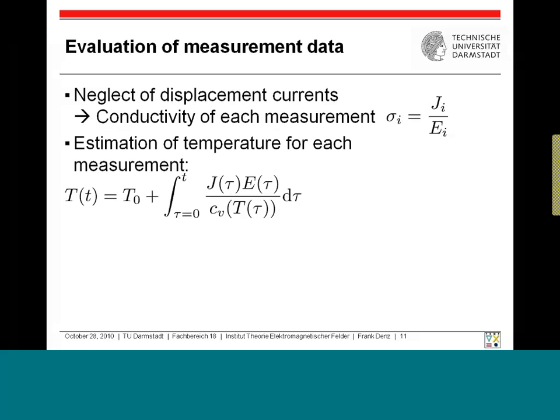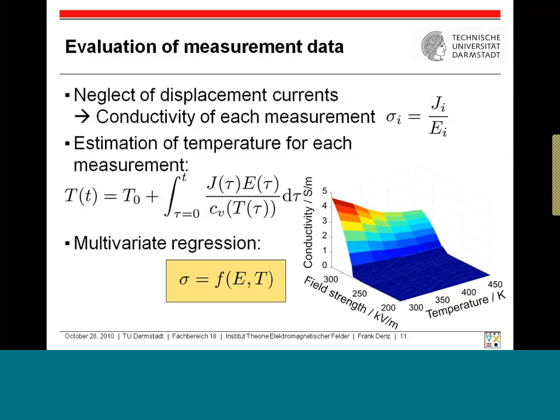We use the initial temperature at each measurement, and we determine the heat losses, because we know our current density and our electric field strength. We also need to know our volumetric heat capacity, which is also nonlinear. So we get our conductivity, we get our temperature, and we get our electric field strength. And by multivariate regression, we obtained a relationship between these values, as shown on the right-hand side.